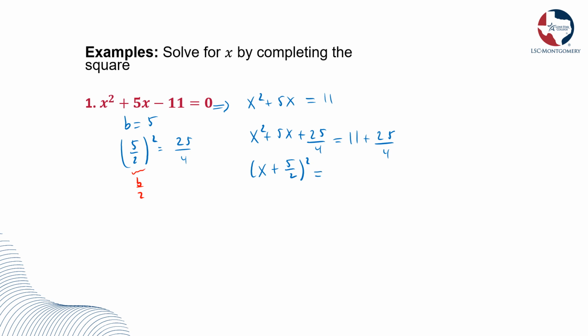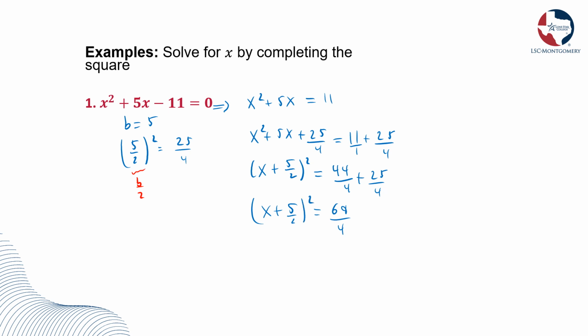And all we need to do on the right side is add them up by getting a common denominator. So we can write this as over 1. So we multiply the top and bottom of the 11 over 1 by 4 over 4, because that's our common denominator. Gives us 44 over 4 plus 25 over 4. So if we add that, that gives us 69 over 4, plus 5 over 2 squared on the left.